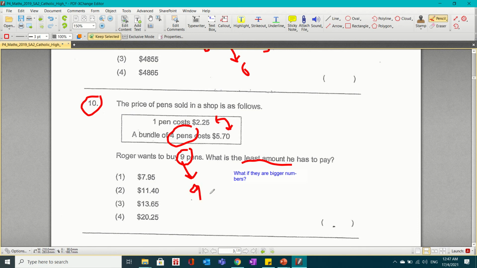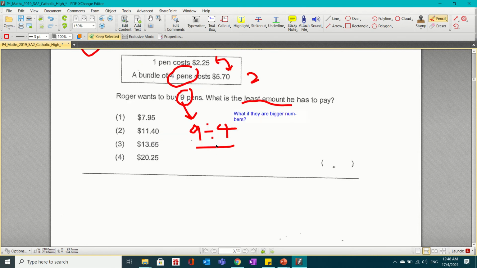9, and then you have to divide it by 4. And in this case, you'll get a quotient of 2 as well as a remainder of 1. And that should tell you that he has bought 2 bundles of 4 pens, which is 8 pens, and then he bought 1 pen separately, and the total is 9 pens. So the least amount of money he has to pay would be the addition of 2.25 to 2 times the 5.70, and you should get my answer.